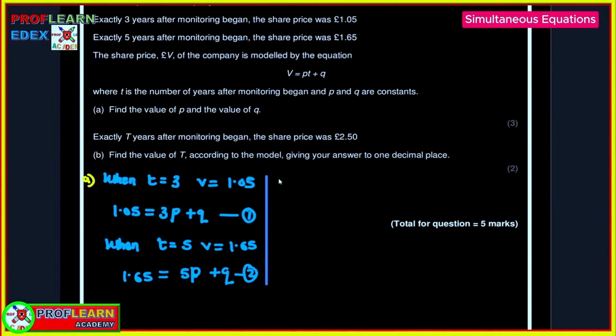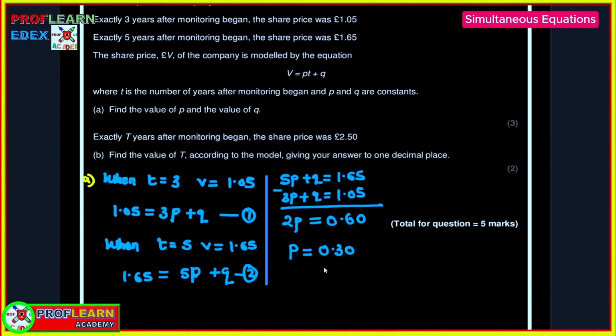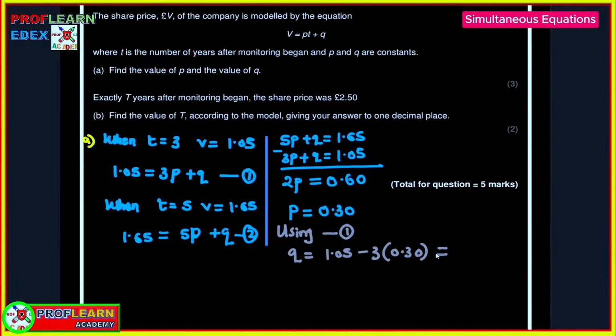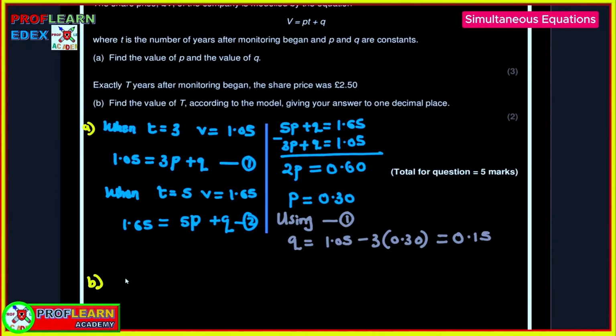Then we shall solve the two simultaneous linear equations, and beautifully we are going to subtract the two equations and eliminate q, and we end up having p equals 0.30. Then substituting into one of the equations, maybe equation 1, we can find the value of q, and in that case our value of q translates to 0.15.